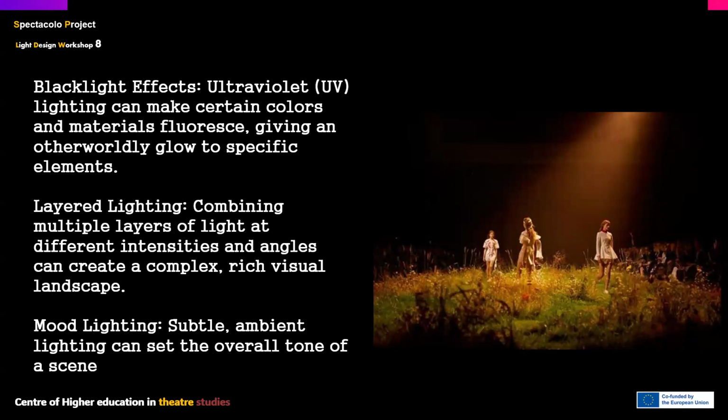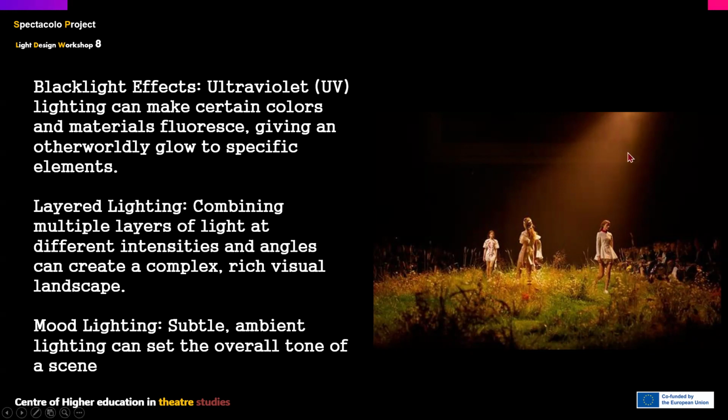So this black light effect can make certain colors and materials fluorescent, giving an otherworldly glow to specific elements. This is especially effective for revealing hidden details or creating surreal visual effects. Layer lighting also, combining multiple layers of lighting at different intensities and angles, can create complex, rich visual landscapes. You can see here the image.